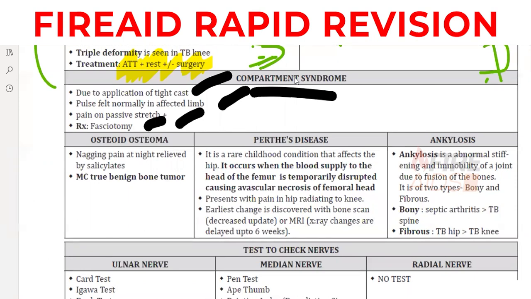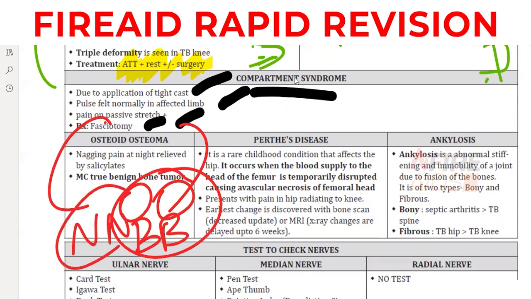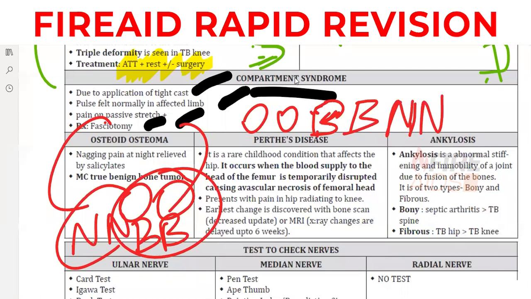Next is osteoid osteoma. Osteoid osteoma means you're going to have nagging pain at night relieved by salicylate. It is the most common benign bone tumor. So osteoid osteoma, benign bone, OOBB, and then NN, nagging pain at night. OOBBNN. If you remember this word, you should be able to crack the MCQ.